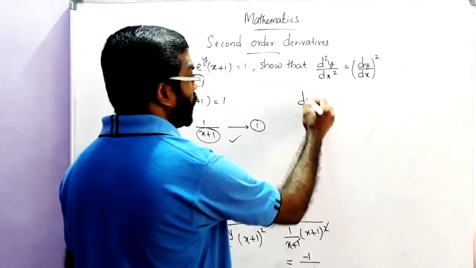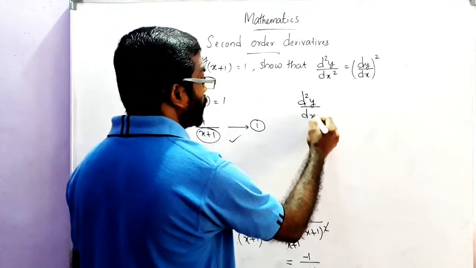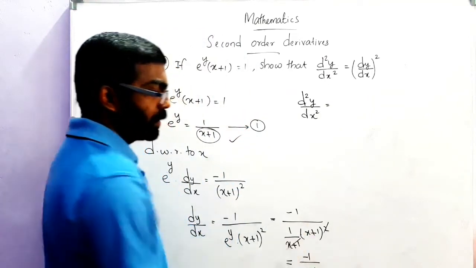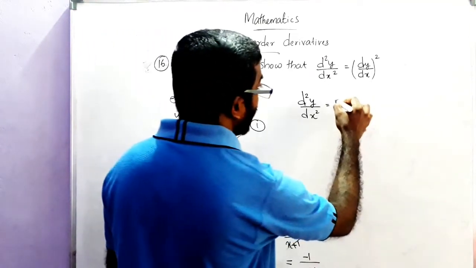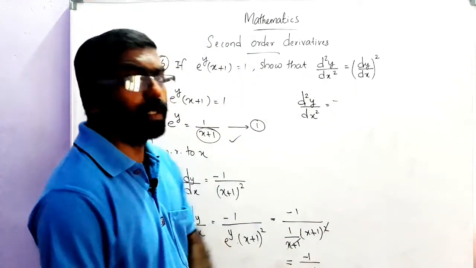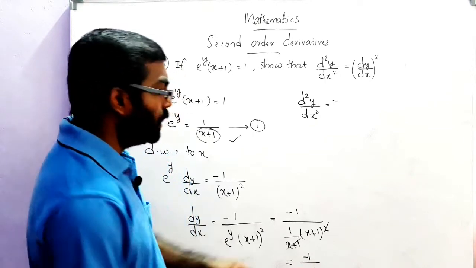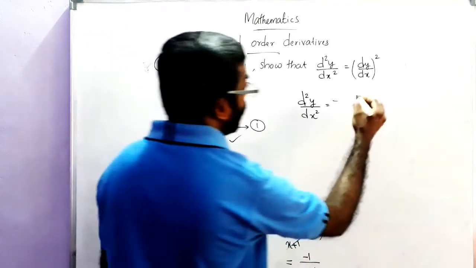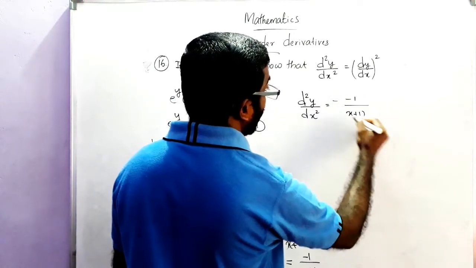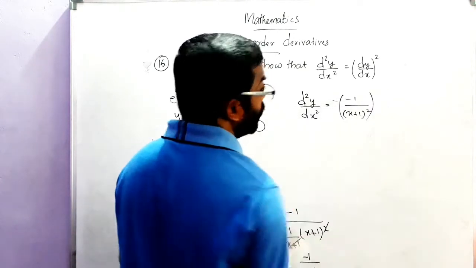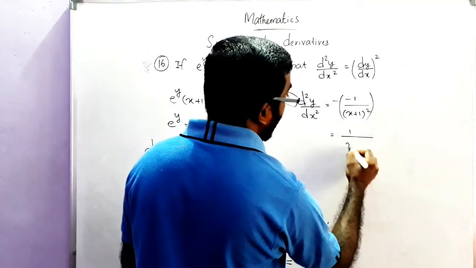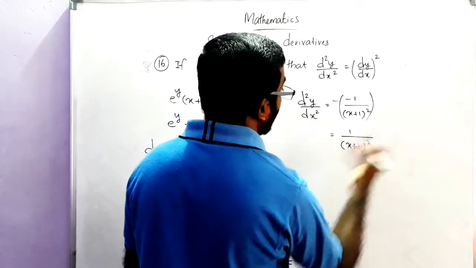Now we can find the second order derivative d square y by dx square, which is equal to, here also it is in the form 1 by x. This minus sign I write first, minus into, the remaining is 1 by x plus 1. As in the first case, we can use the formula minus 1 by x square, that is minus 1 by x plus 1 the whole square. Clear? And minus into minus is plus, 1 by x plus 1 the whole square.